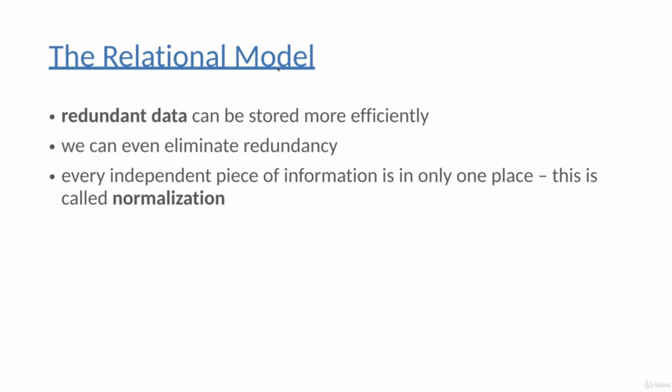Okay, and what is the main advantage of the relational model? The main advantage is that redundant data can be stored more efficiently. We can even eliminate redundancy. Every independent piece of information is located in one place, and this is called normalization. So this is the main advantage of the relational model, that we can eliminate redundancy.